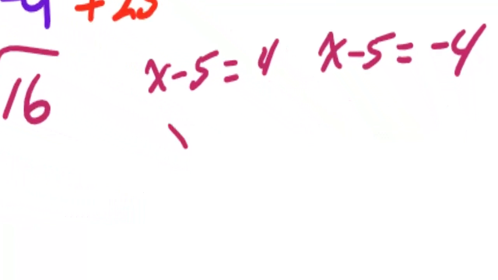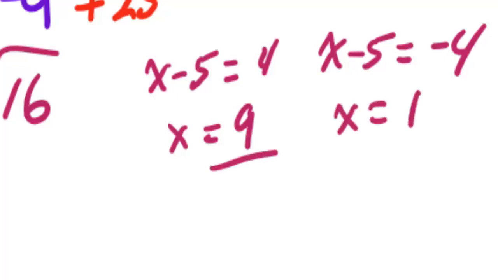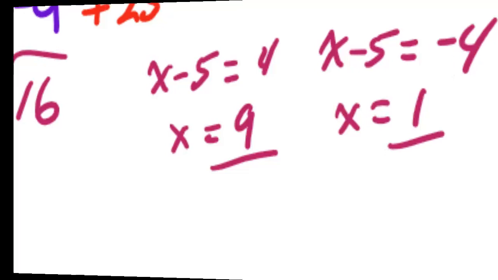So on the left hand side, when we add 5 to both sides, x equals 9. And on the right hand side, when we add 5 to both sides, x equals 1. So the two solutions are 9 and 1.